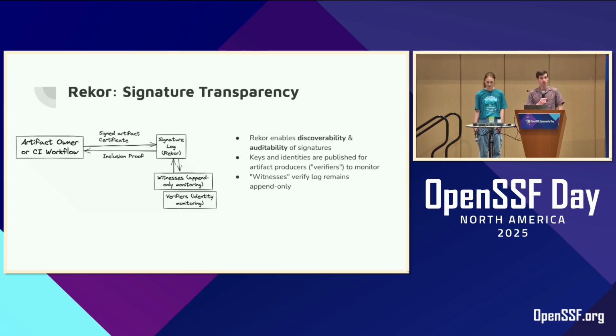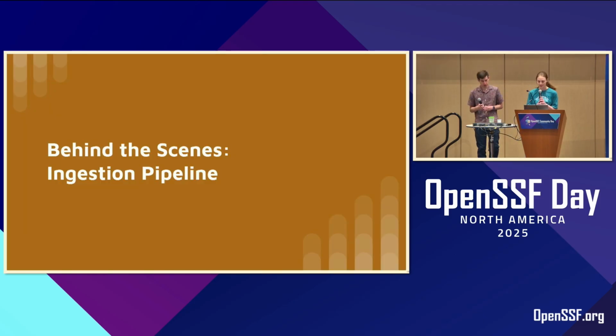Again, Rekor's purpose is to provide discoverability and auditability of signatures. Artifact producers or verifiers monitor the log for their identities, and transparency logs are also designed to be append-only and tamper-evident so that log operators or malicious actors cannot hide or delete signatures. And this also, of course, makes Rekor a great source for a lot of data to learn more about supply chain security. Let's have a look behind the scenes at how the ingestion pipeline maintains the Rekor BigQuery dataset.